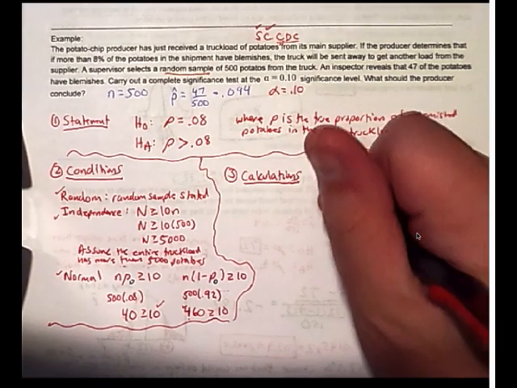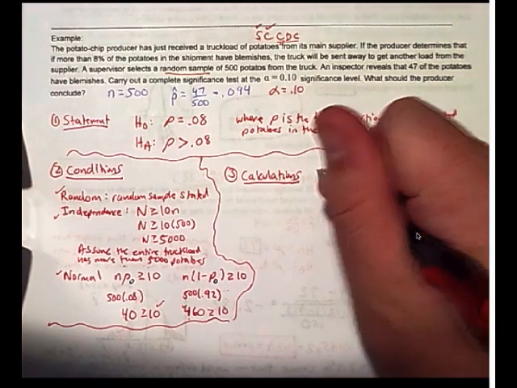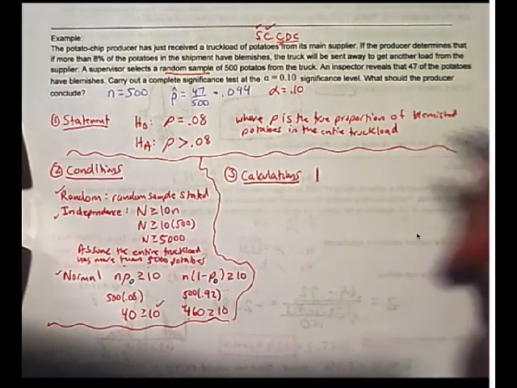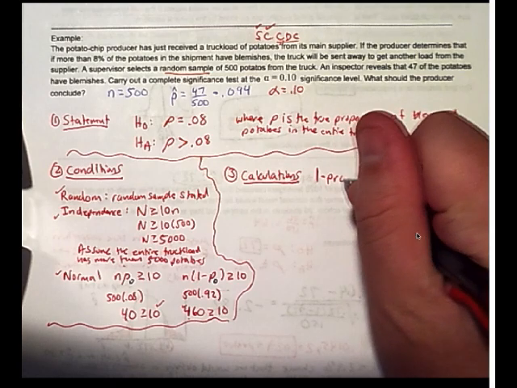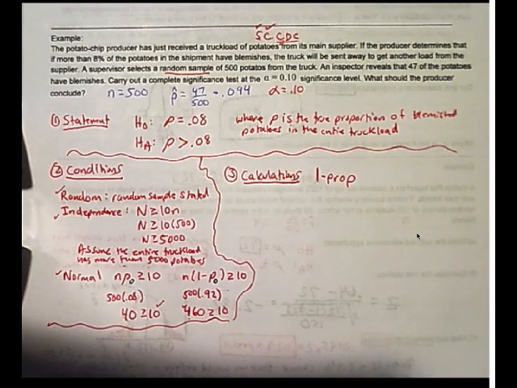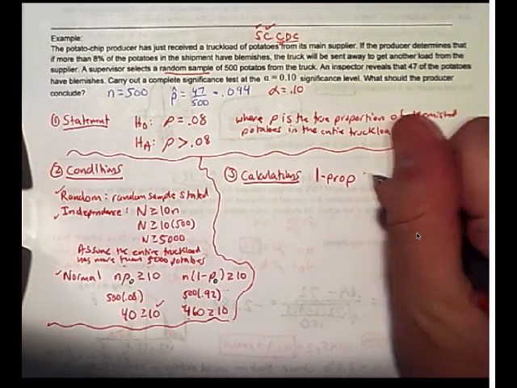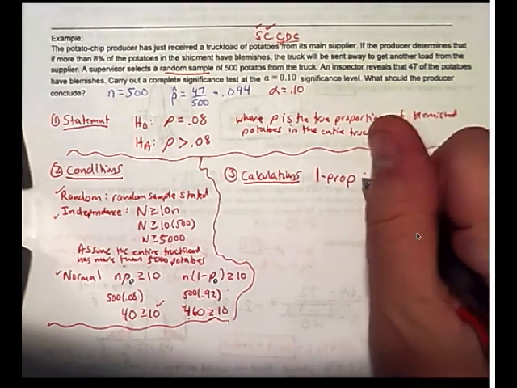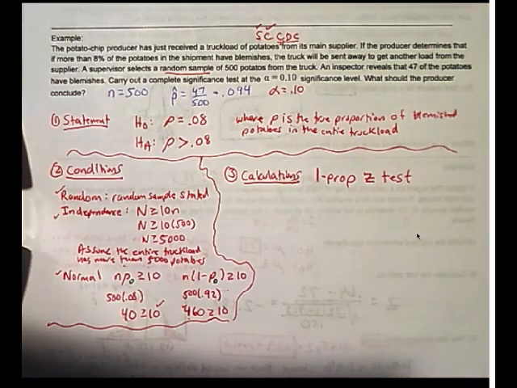Okay, so what I like to do here, I like to name the test. You could also do it up here, but this is data coming from a single sample, and it's a proportion. So I would call this a one prop, and it's a test. So I put test at the end, and we're using the z-curve. The test statistic is a z test statistic. So this is called a one prop z-test, a one proportion z-test.